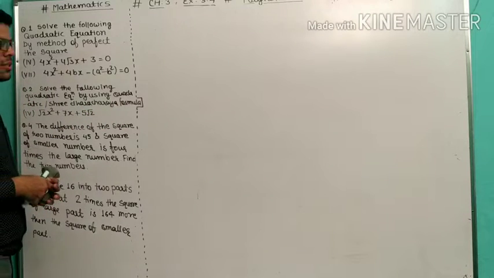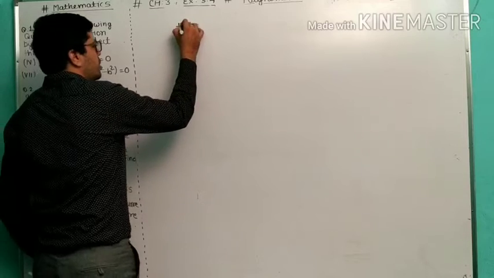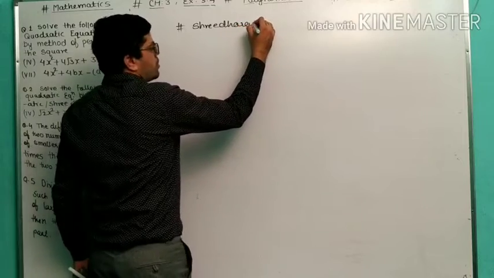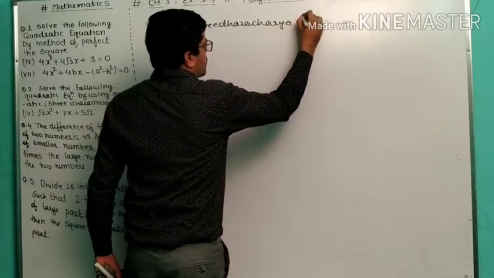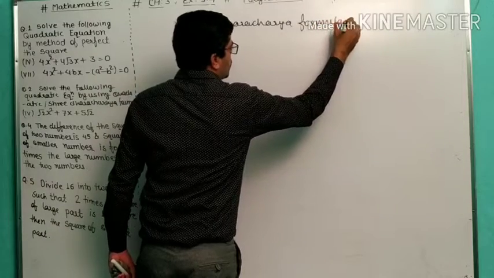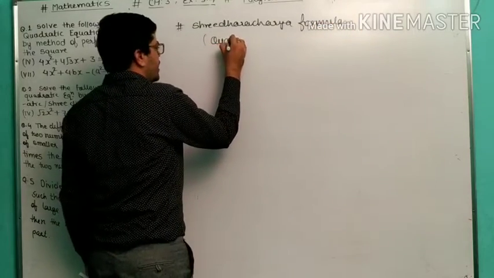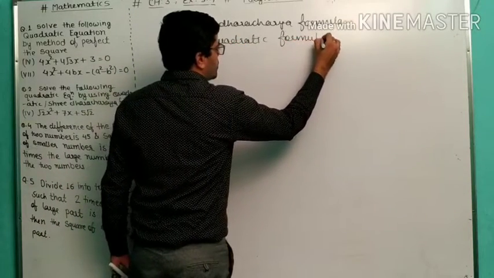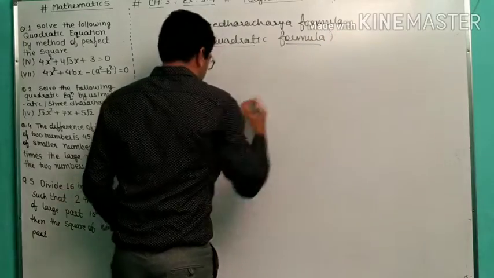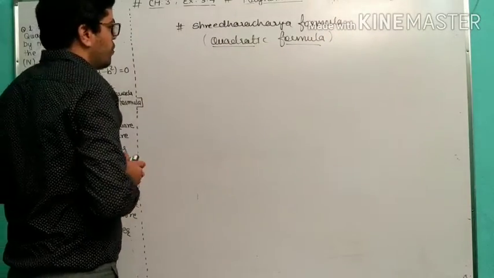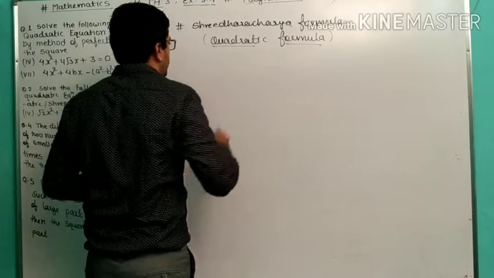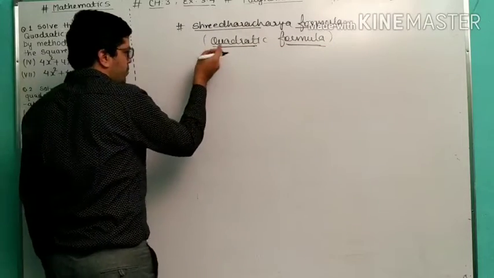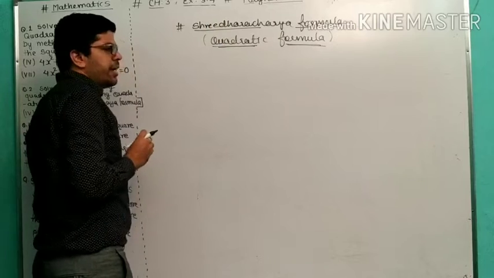First of all, let's try to understand what we mean by Sridharacharya formula. In short, we can say that it is the quadratic formula. The general term you have to keep in mind is quadratic formula. That is very important here. Sridharacharya formula and quadratic formula are both the same. This particular formula was given by the Indian mathematician.